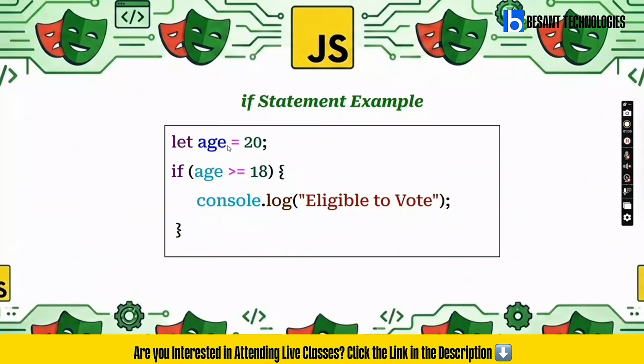Here I have the example of let age equal to 20, which means I declared a variable age with the initial value of 20. Then we are checking if the age is greater than or equal to 18, which means the person needs to be 18 or above. I am checking this condition. Does it pass or fail? This condition passes because I declared the age as 20, and 20 is greater than 18, right? So it came to 'eligible to vote'.